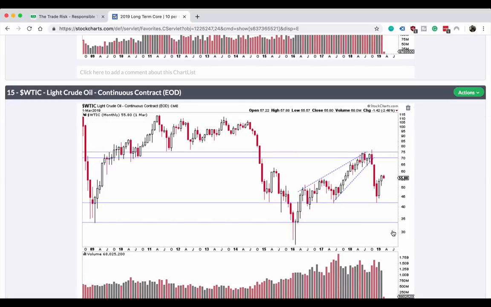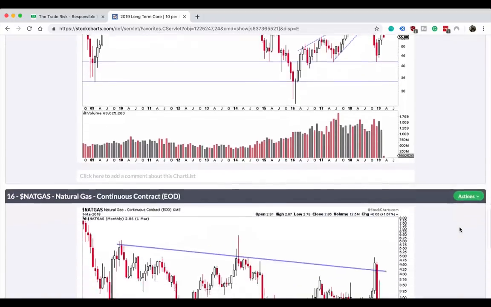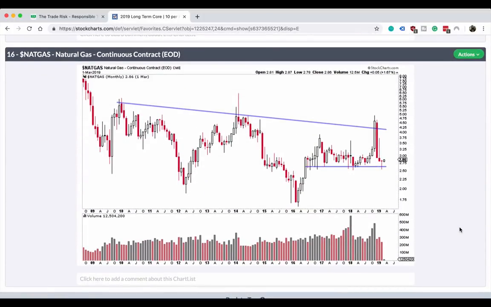But for me, 42 all the way up to 70, that's a big range, and those are just some broad sideways horizontal levels I'd be paying attention to. But for this one, really going to defer to the short to intermediate term trends. There's more opportunity there. And last but not least is our good old friend natural gas here, which saw this epic spike higher at the end of 2018.